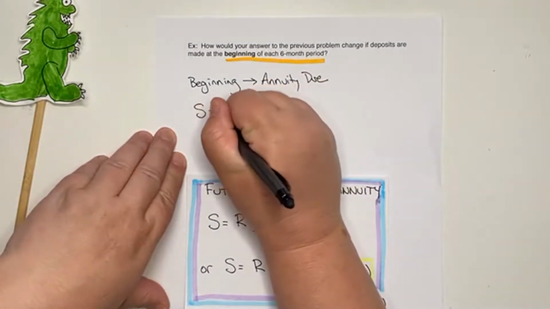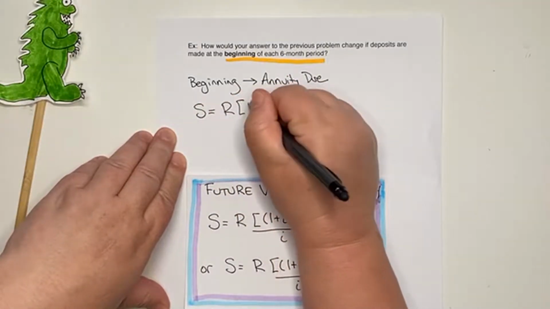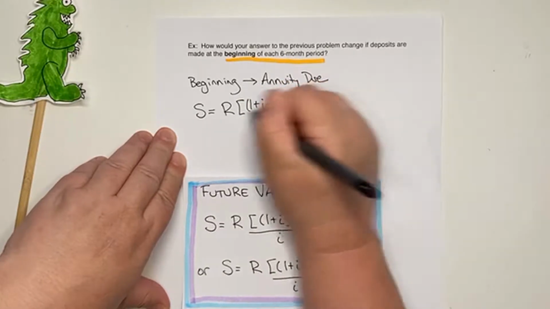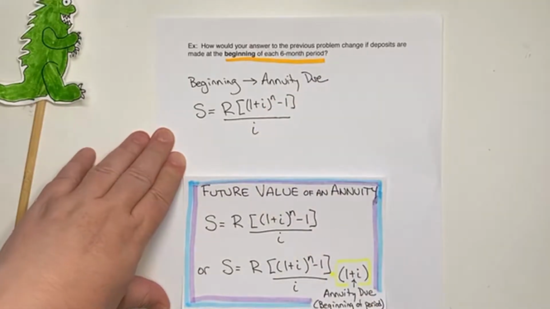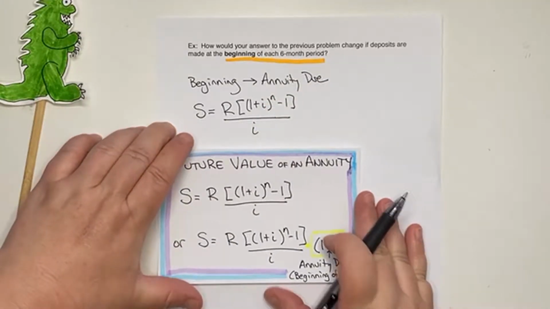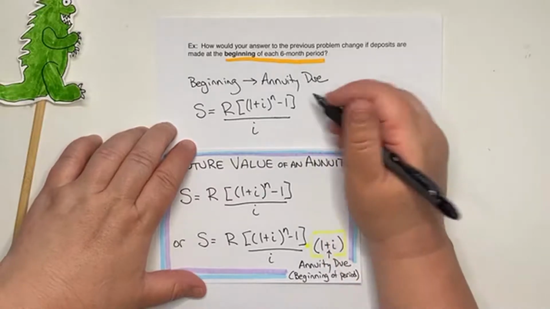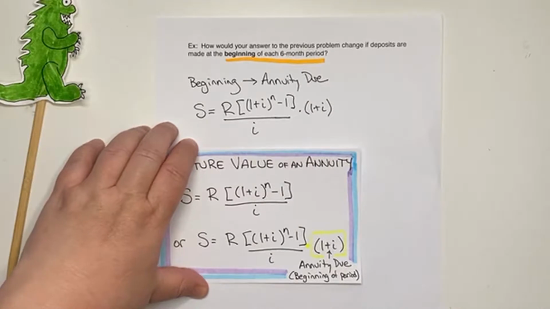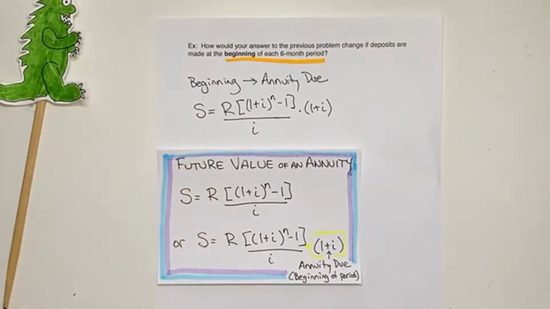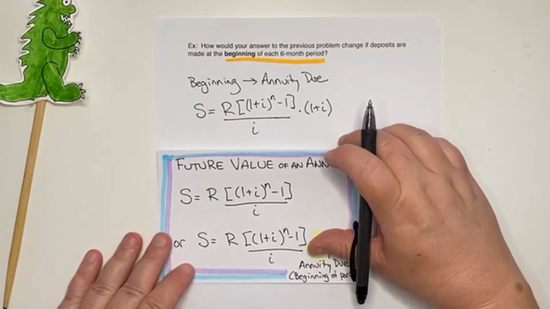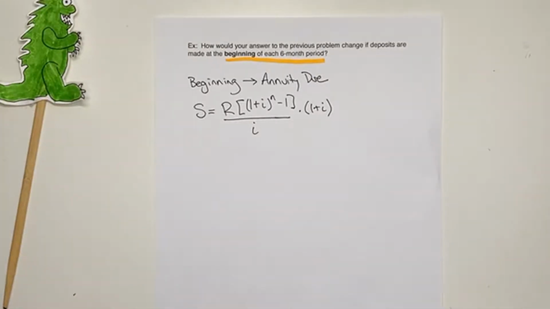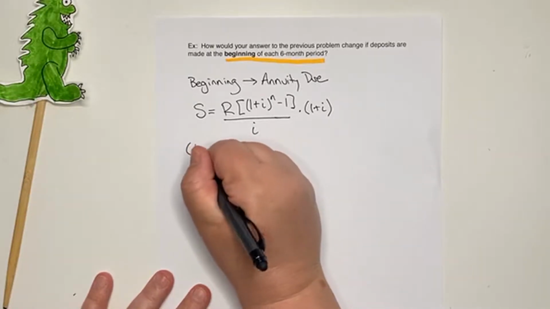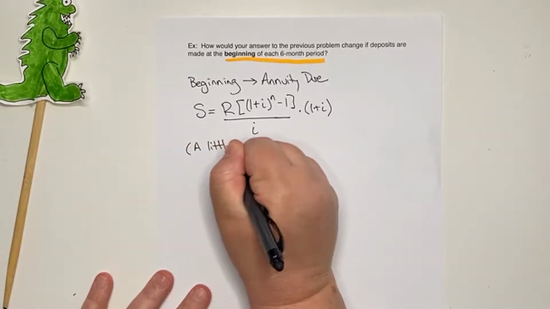So we've got S equals R times the quantity 1 plus i to the n minus 1 all over i. That's our usual formula, but because it's an annuity due, we get this little bit extra bonus money from having it in a little bit earlier, which is really nice. So now the question is, what does this end up looking like in our other formula? And so I'm going to do a little math.